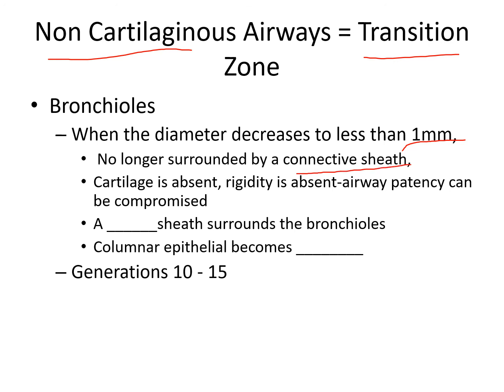There's no connective sheath here. We're changing function, so there's a lot less rigidity here. And so this can move and actually be compromised by things like mucus and air trapping. Its patency can be compromised, but it has a different way of maintaining its structure. The structure is a lot less rigid, but it's still there, and it's a smooth muscle. So I'll just put SM here. The SM stands for smooth muscle sheath that surrounds the bronchiole.